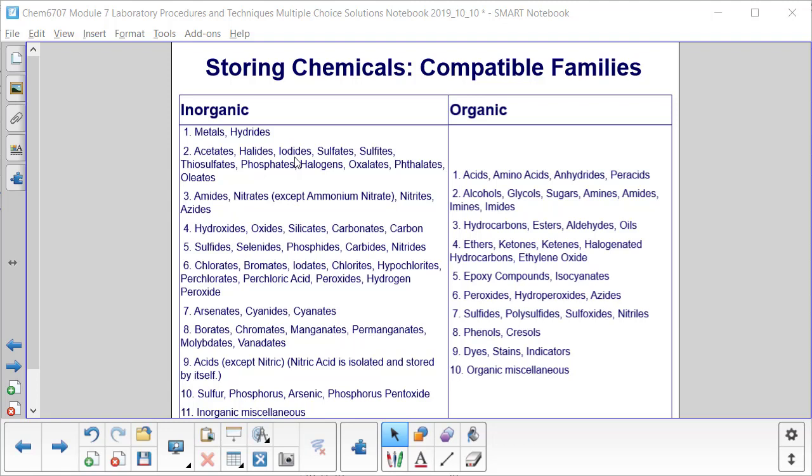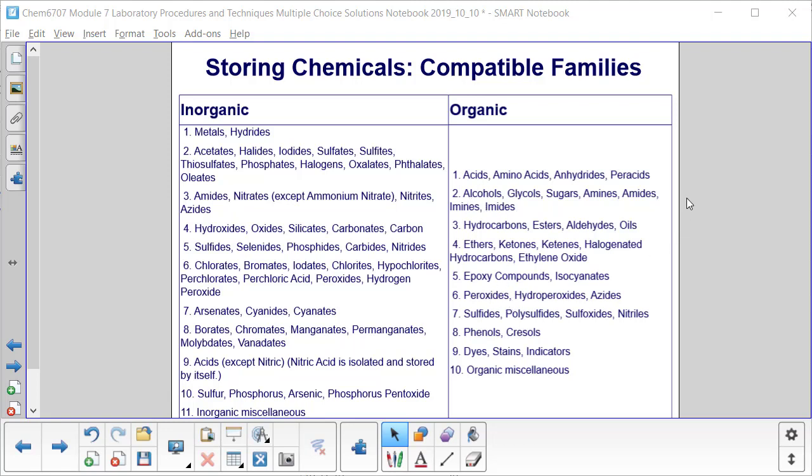We can store acetates, halides, iodides, sulfates, sulfites, thiosulfates, phosphates, halogens, oxalates all together. Metals and hydrides can be stored together. Organic compounds, those containing carbon, right? So acids, amino acids, anhydrides can be together. Alcohols, glycols, sugars, amines, amides, imines, and imides together.